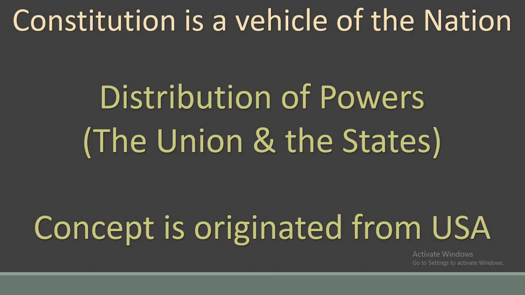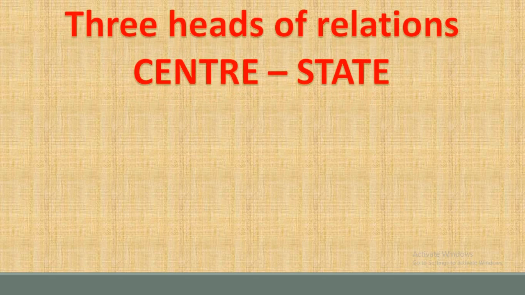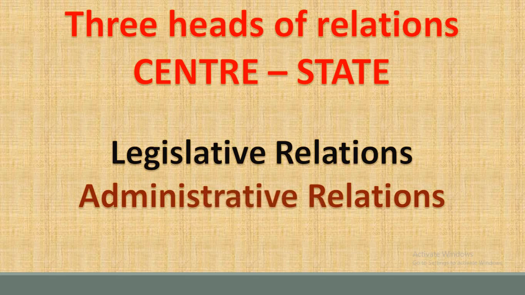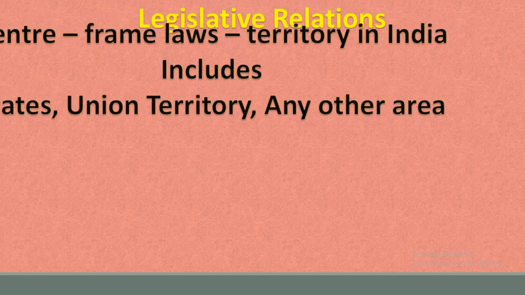Now, let's enter into our lesson. We have three heads of relation between the central and the state powers. What were the three heads of relation? The very first one is legislative relations. The second one is administrative relations. And the third one is financial relations. We'll go in detail to look at the legislative relations.